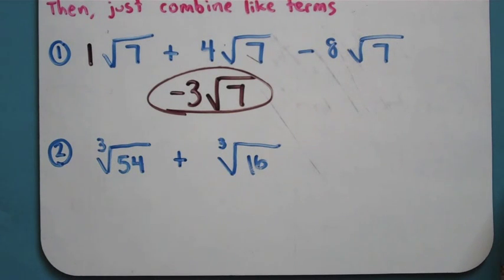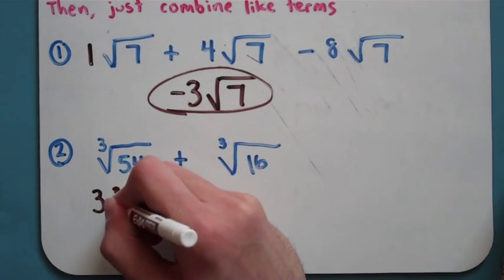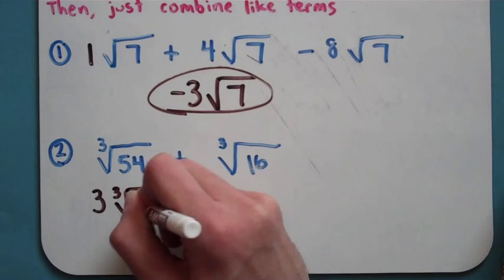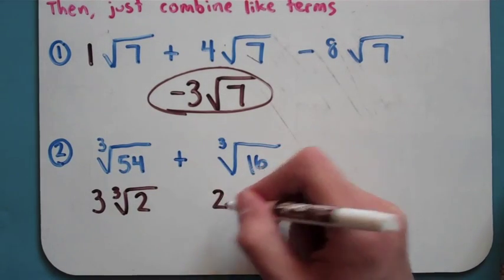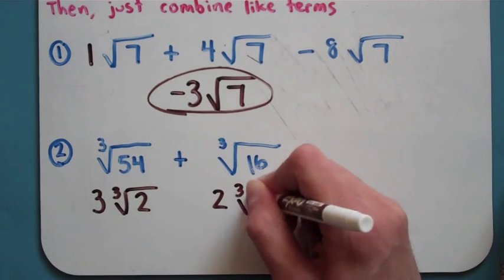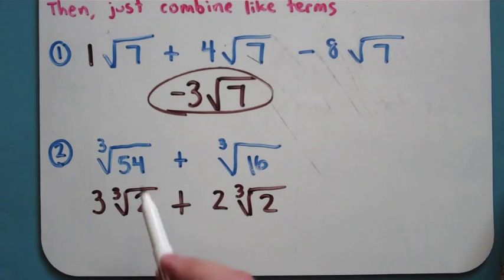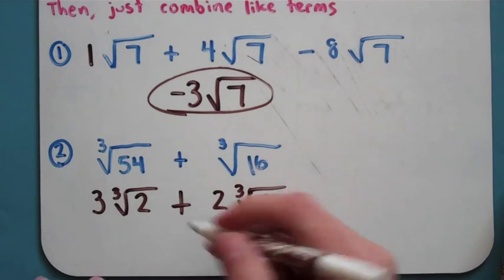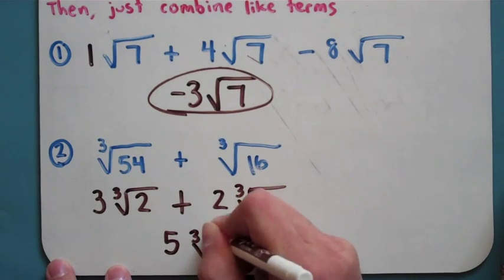But, as it turns out, if you do a little factor tree on these, the cube root of 54 is 3 times the cube root of 2. And if you do a factor tree on 16, it's going to be 2 times the cube root of 2. So initially it didn't look the same, but if you break them down with a factor tree, magically they were the same. So we can add those together and you get 5 times the cube root of 2.